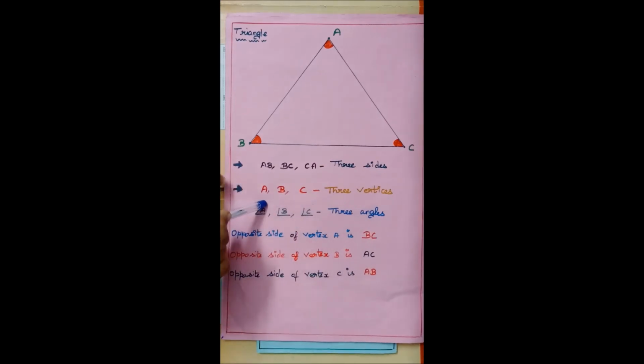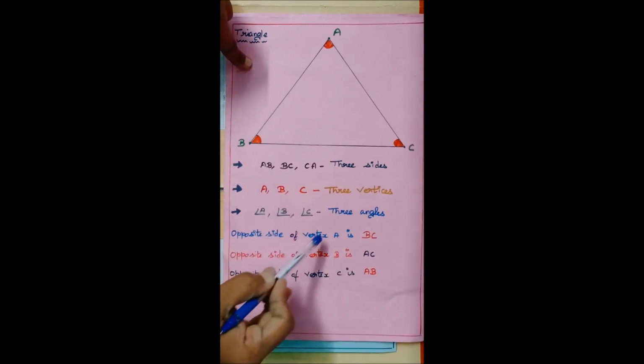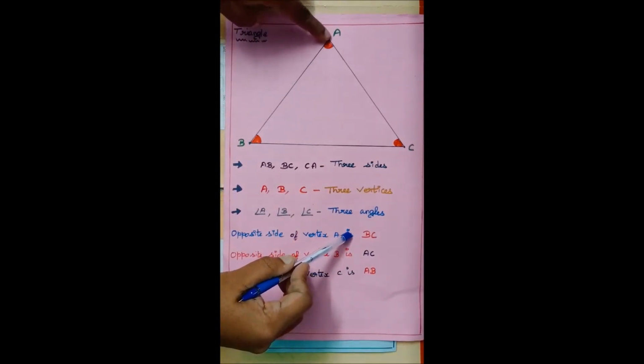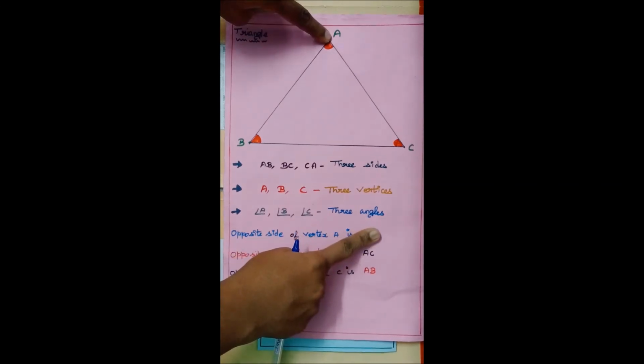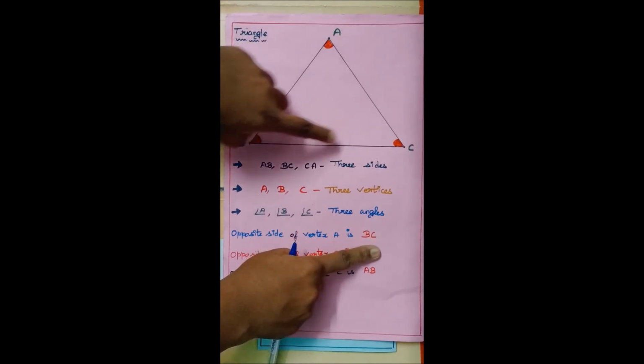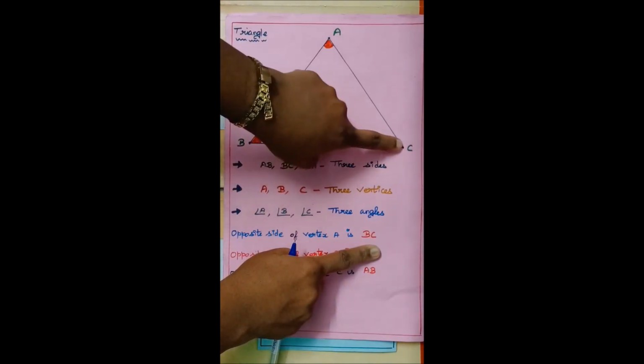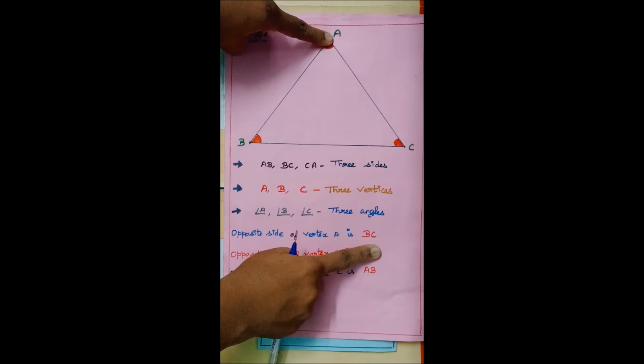Okay. So listen to my question carefully. Which is the opposite side of vertex A? BC. Do you understand? BC is the opposite side of vertex A.